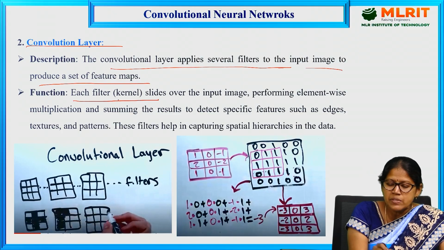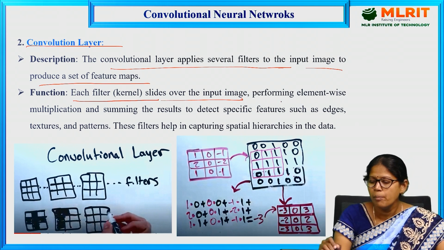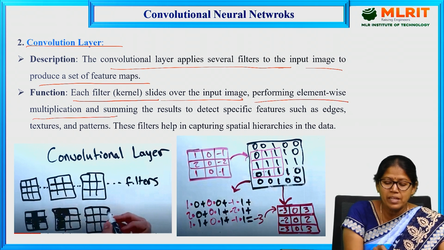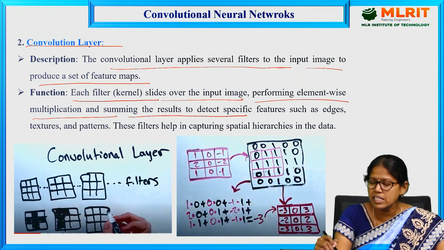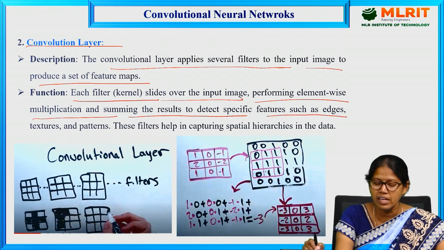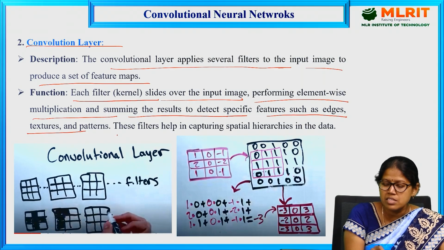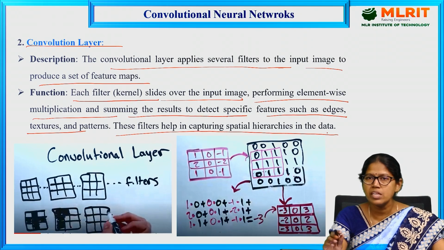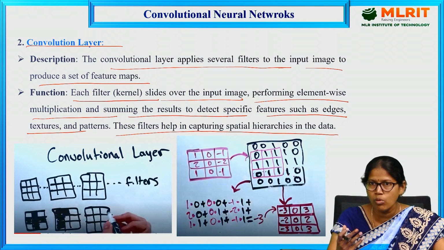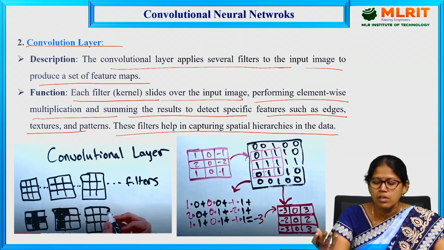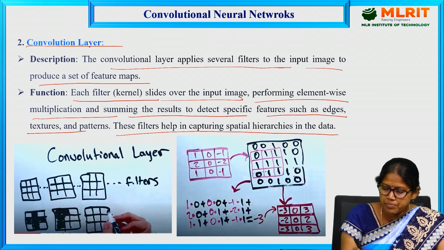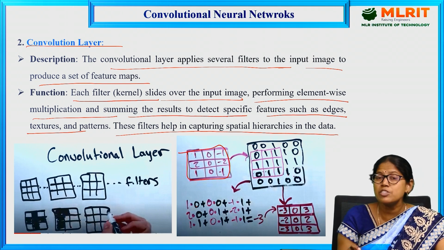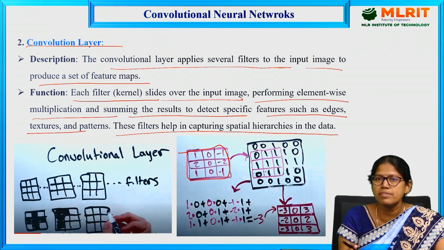Let's see. Each filter slides over the input image, performing element-wise multiplication and summing the result to detect specific features such as edges, textures and patterns. These filters help in capturing spatial hierarchies in the data. So a filter will be taken to train the model to teach the CNN, the computer, that the image is a cat. Then we need a filter. So for example, take this as the filter. Based upon the scenario and the image, this filter changes.